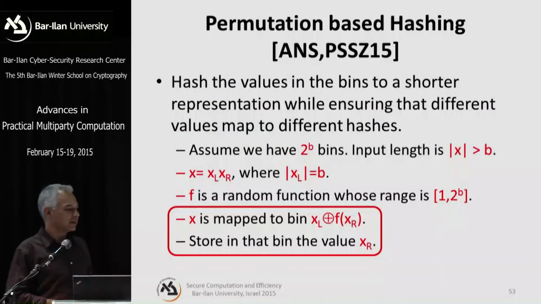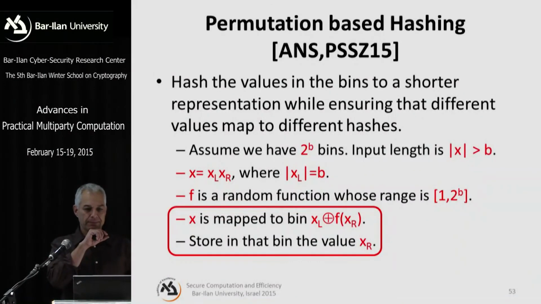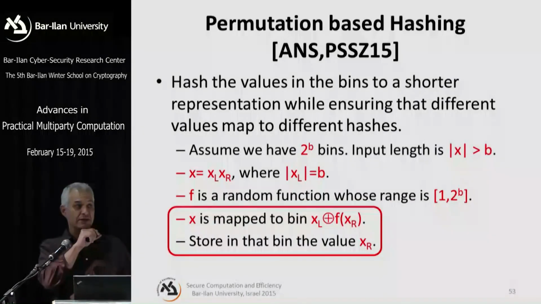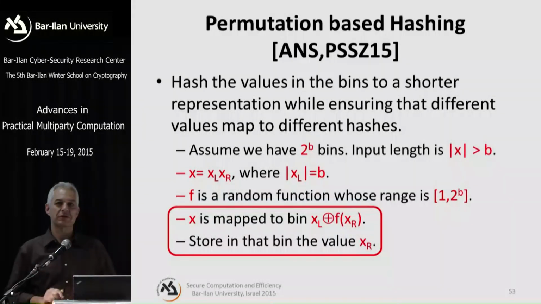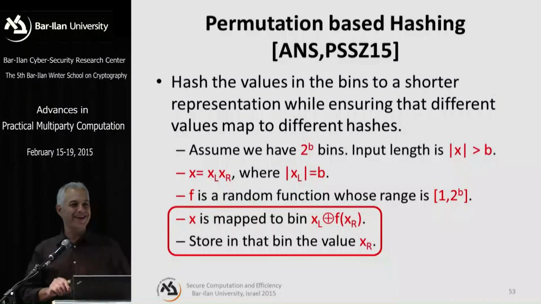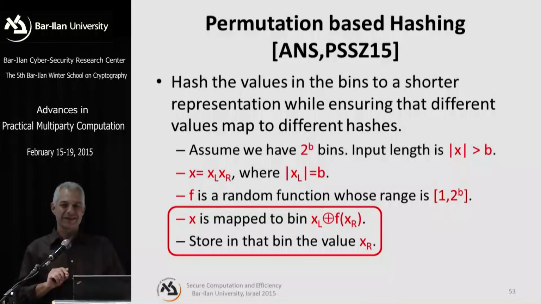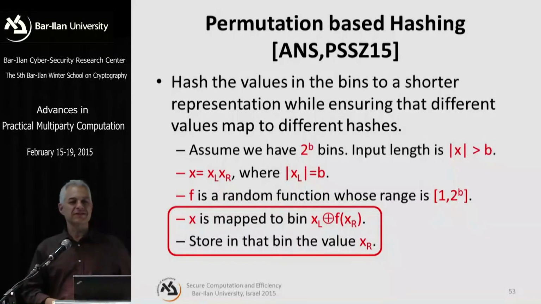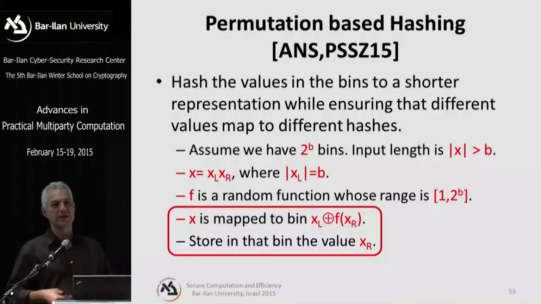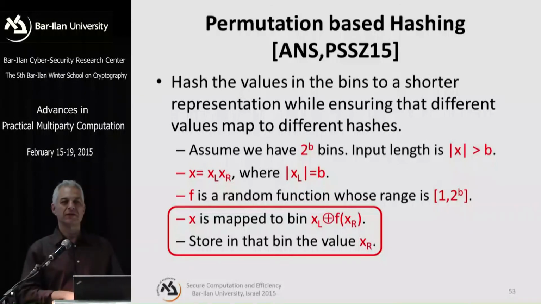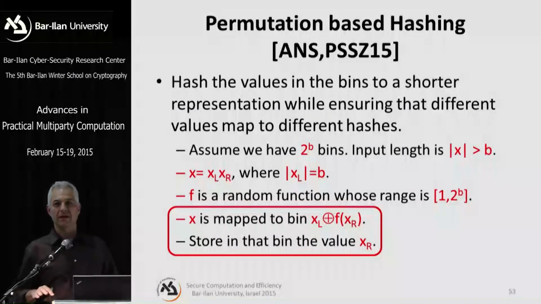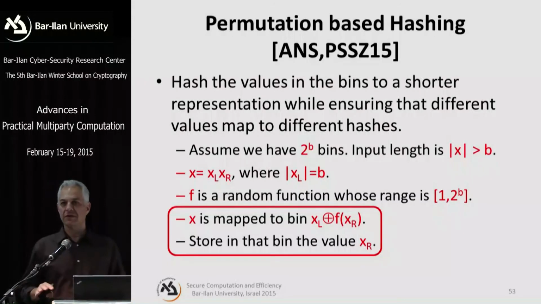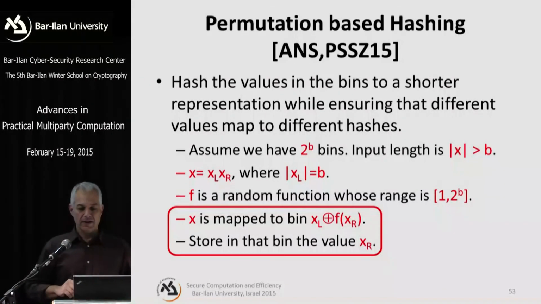So to reduce the length of the representation, we use a very neat idea of permutation-based hashing. Actually, you should listen now. It's really a cool idea. The source is a paper by Arbitman, Naor, and Segev. And the idea is to hash items to bins, use a short representation while ensuring that we don't get any collisions. We won't get any collisions with probability 1. I mean, it's not a probabilistic construction, it's a deterministic one, and we won't get any collisions. Okay? And it goes like this.